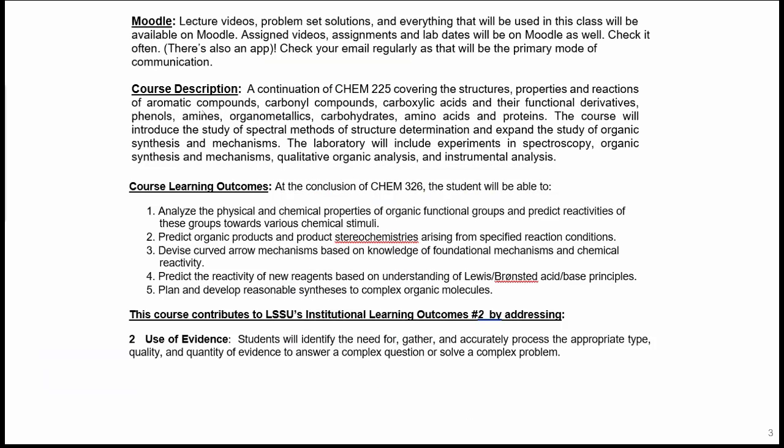Okay, so this is just a continuation of Organic 1. So we're going to look at lots and lots of reactions. And you can look at the learning outcomes there, but it will include a lot of synthesis.